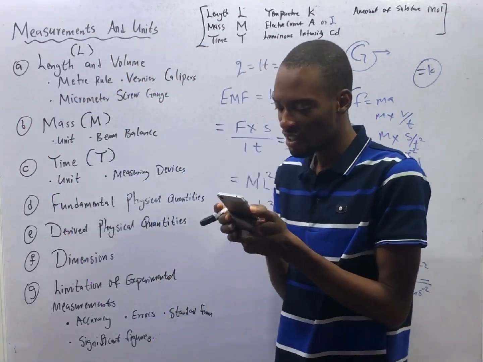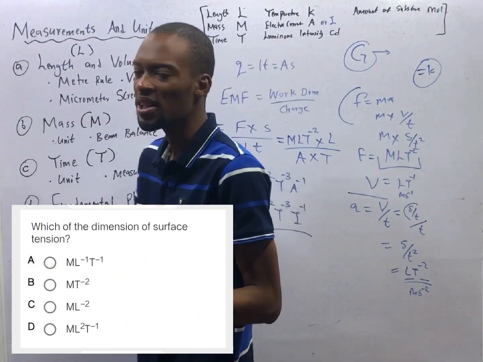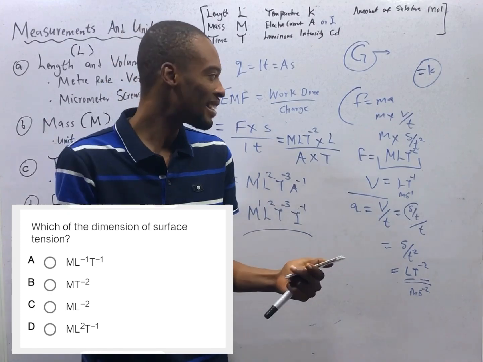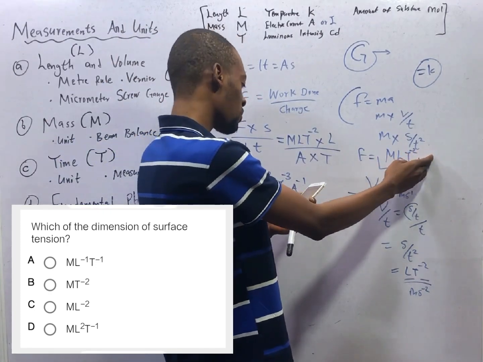What is the dimension for surface tension? Surface tension is force per unit length. Force over length. Force is M L T raised to the power of minus 2.